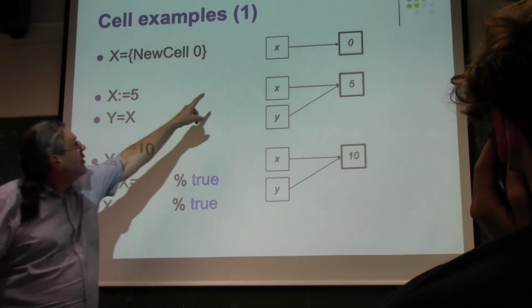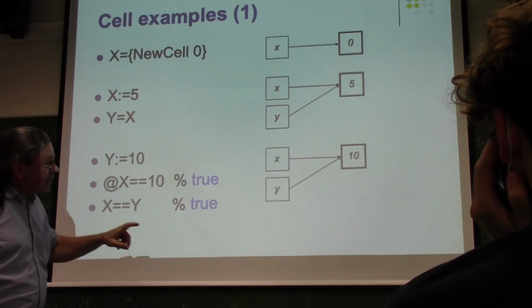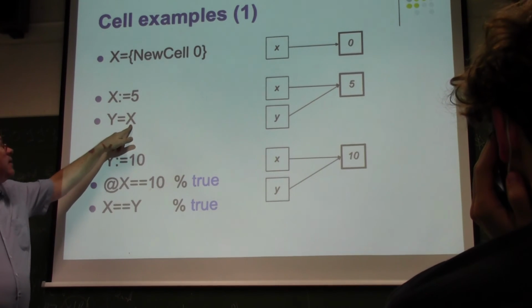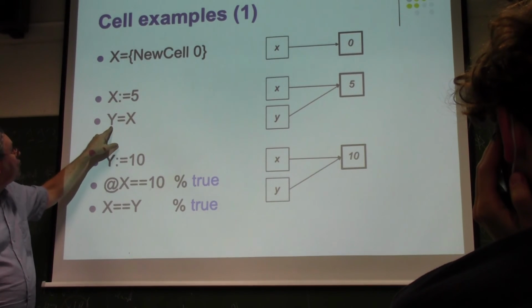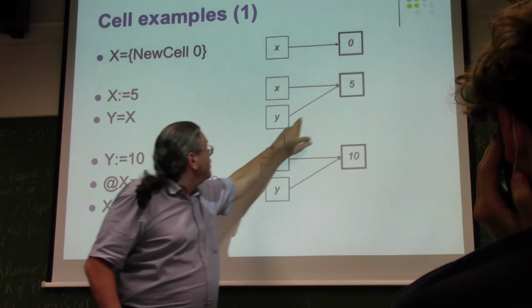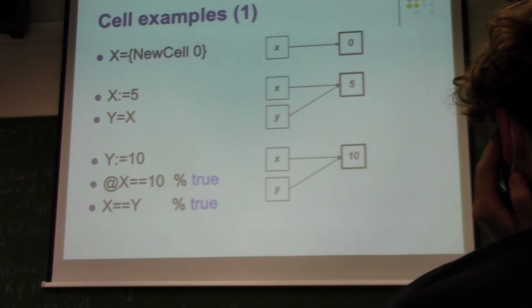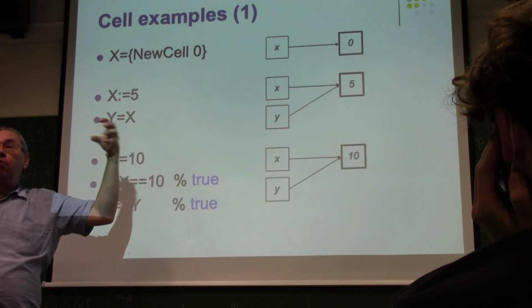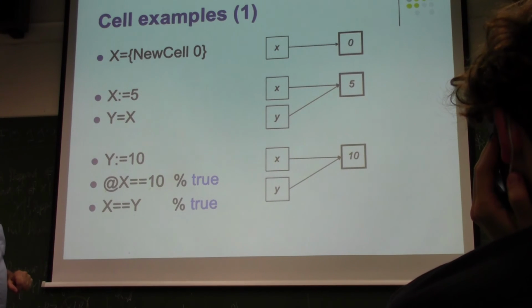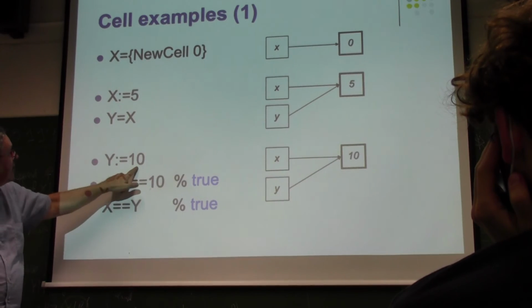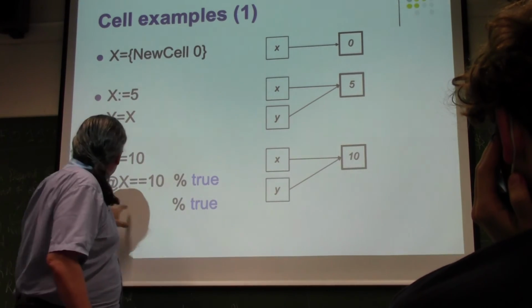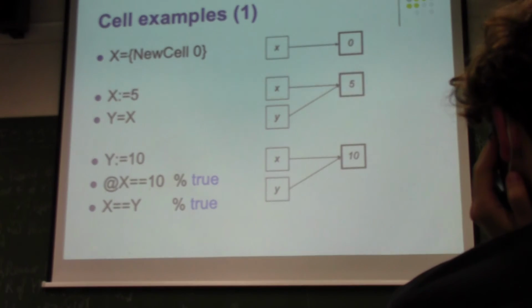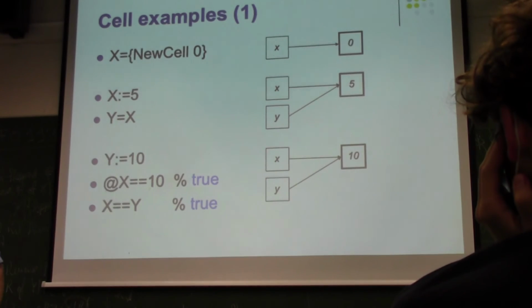Here's a cell with the content 0. I can change the content to 5. If I do y equals x, then actually I have a second reference to the same cell. This is called aliasing, and you see it in languages with pointers. You can have two variables pointing to the same content. And if I do y gets the value 10, then of course x will see the change. That's all stuff you know.